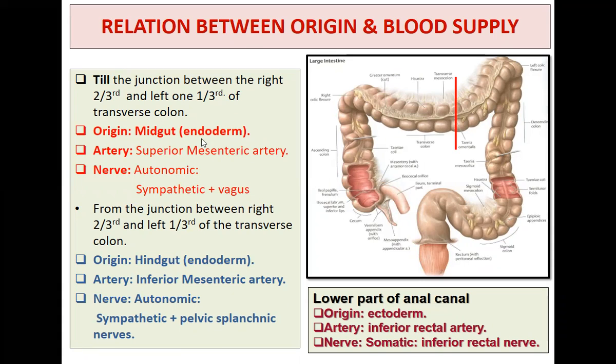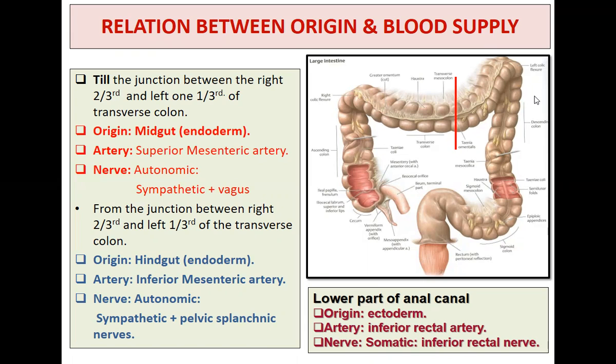The part before this junction develops from the midgut, so it is supplied by the artery of the midgut, the superior mesenteric artery, and the nerve supply is by the autonomic nervous system. Whole of the GIT is supplied by the autonomic nervous system, but this part is supplied by the sympathetic and the vagus nerve. The parasympathetic will be vagus, and sympathetic will be from different nerves.